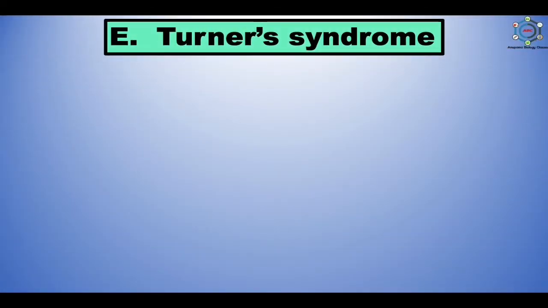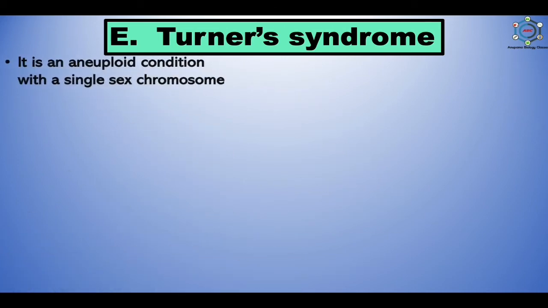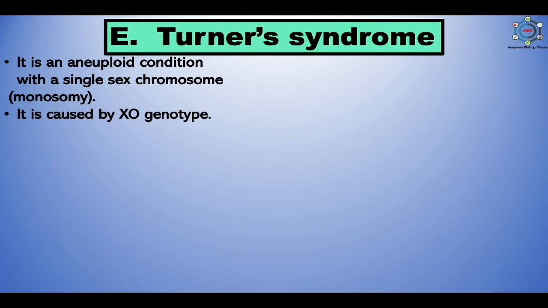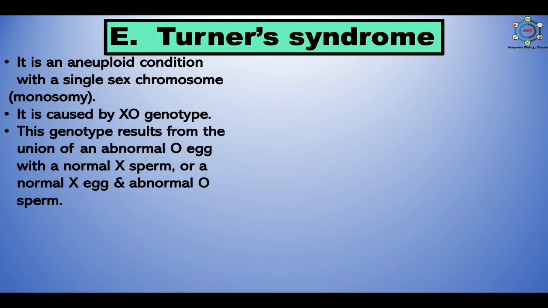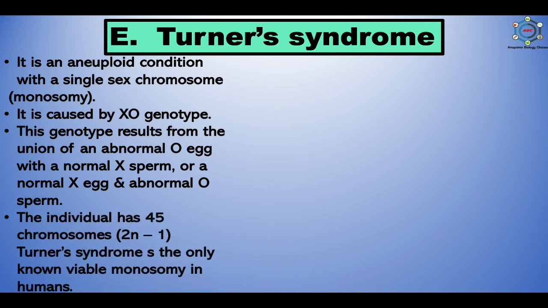Now the next is Turner syndrome. So what is the Turner syndrome? It is an aneuploid condition with a single sex chromosome, that is monosomy condition. It is caused by XO genotype. This genotype results from the union of an abnormal O egg with a normal X sperm or a normal X egg and abnormal O sperm. The individual has 45 chromosomes, that is 2n minus 1.